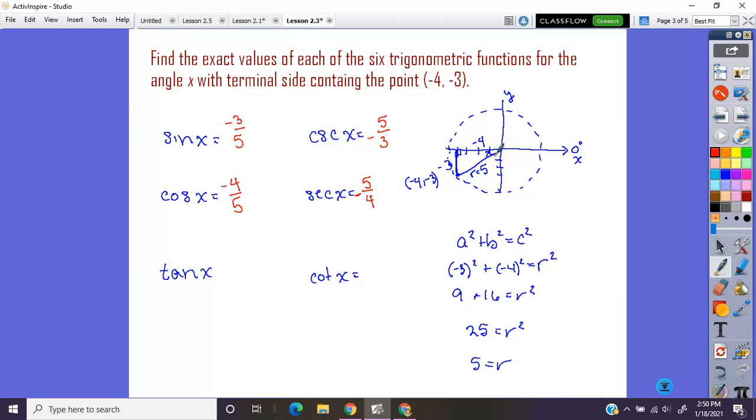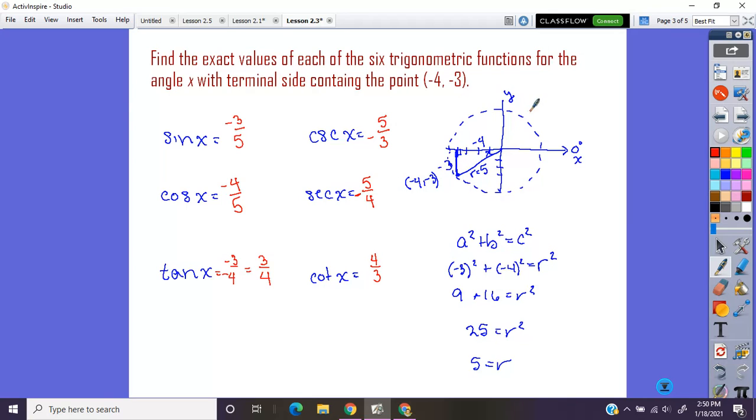And then tangent is opposite over adjacent, which would be -3 over -4, whereas two negatives make a positive. So I'm just going to say it's 3/4. Cotangent will be its reciprocal. I just found all 6 of my trigonometric functions. So it all boils down to the Pythagorean theorem and making sure you're labeling your positives and negatives correctly.